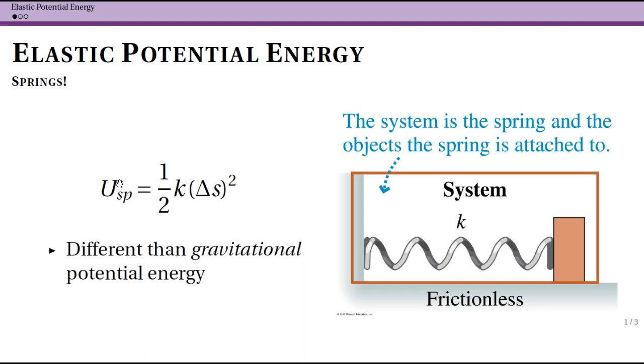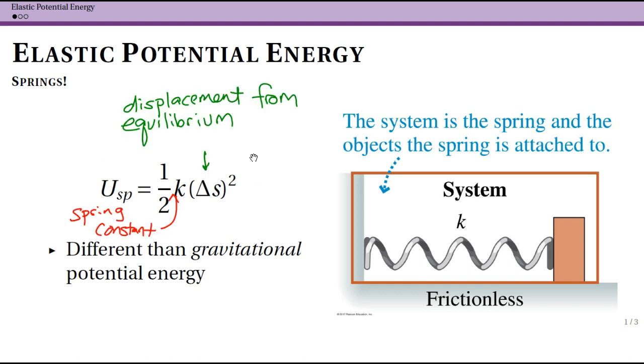We are still using capital U because it is a potential energy, but now we use subscript SP to stand for spring. What our spring potential energy does depend on, there's still a 1/2, and now we have k. Remember, this is lowercase k, and that's our spring constant that describes the spring. The delta s is then the displacement from equilibrium. So we met this when we talked about spring forces. The spring itself has an equilibrium length, and then the potential energy is going to depend on how far the spring has been compressed or stretched from that.